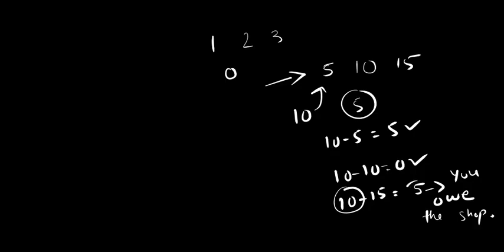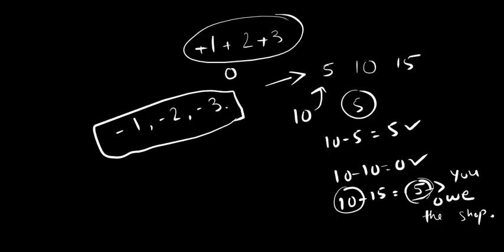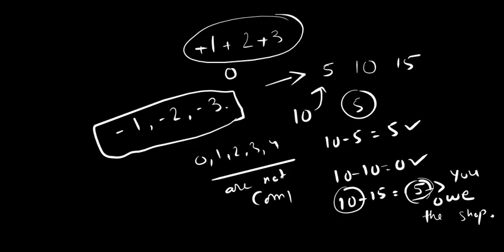So to indicate this borrowing thing, how to indicate it? 1, 2, 3, these are all positive things, right? Plus 1, plus 2, plus 3. So the reversal of this, the opposite of this, that is the negative thing, also exists. He introduced that negative things also exist. And he said that 0, 1, 2, 3, 4 are not complete without this minus 1, minus 2, minus 3.